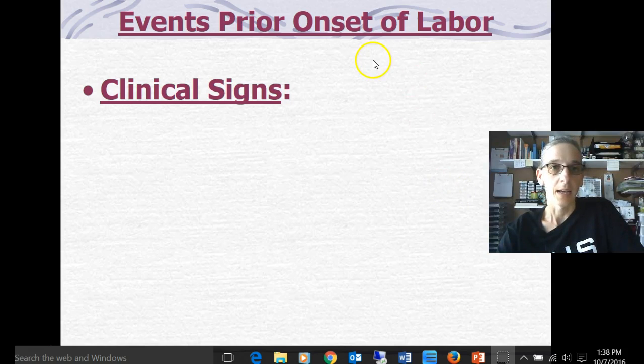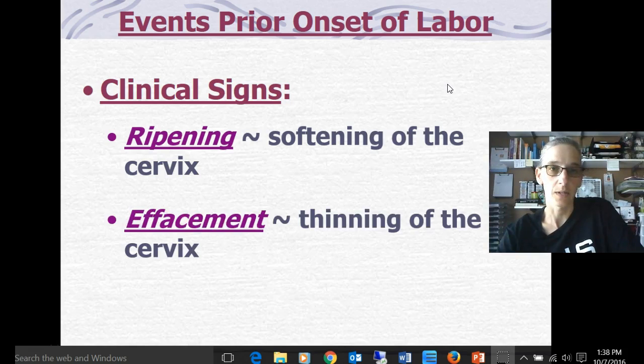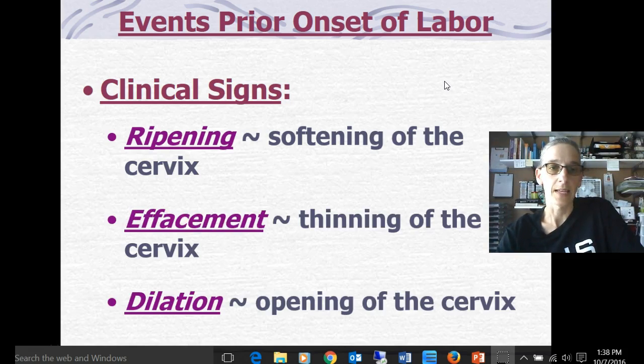All right, then we've got, this should actually say cervical changes up here at the top, sorry. Cervical changes, that's number 5. So clinical signs for cervical changes, we've got ripening of the cervix, effacement and dilatation. So ripening is actual softening of the cervix. Then you've got effacement, which is thinning of the cervix. And then you've got dilatation, which is the opening of the cervix.